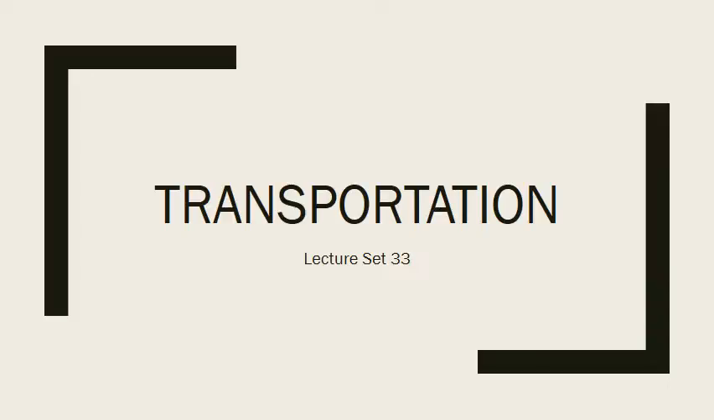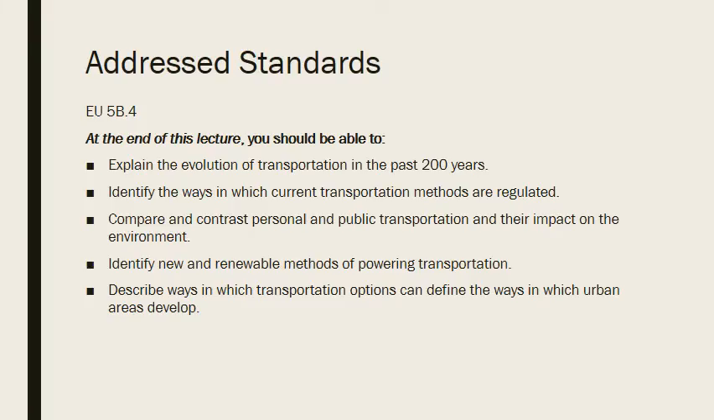All right, everybody, we have finished up our discussion of urbanization, and we are going to move on to discussing transportation. So when we're talking about transportation, we are talking about standard 5B.4, and that discusses how human populations must design systems to allow for efficient transportation from one place to the other.